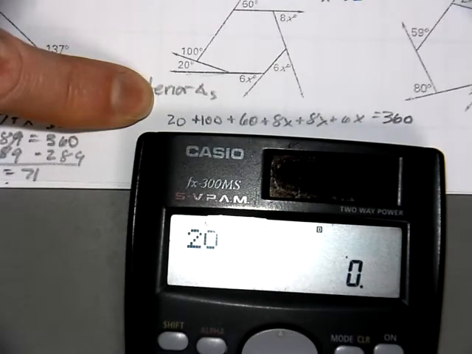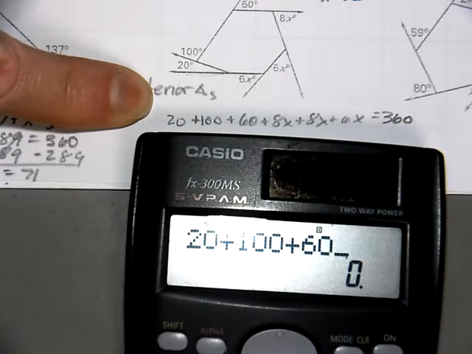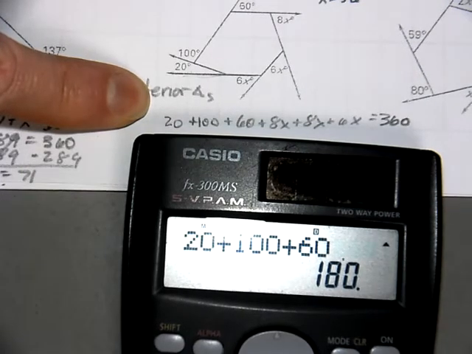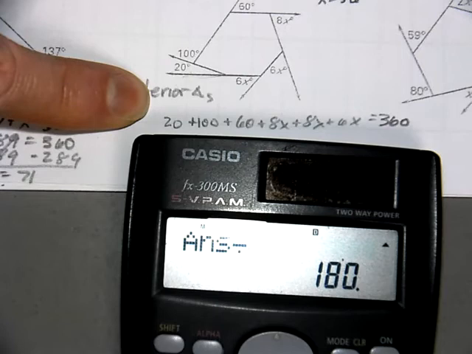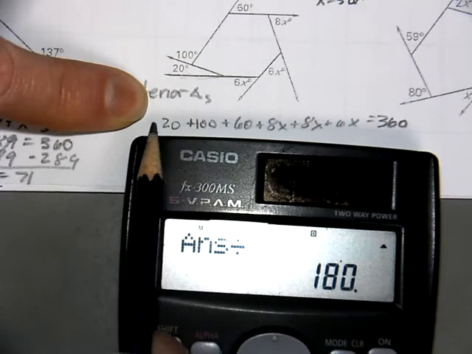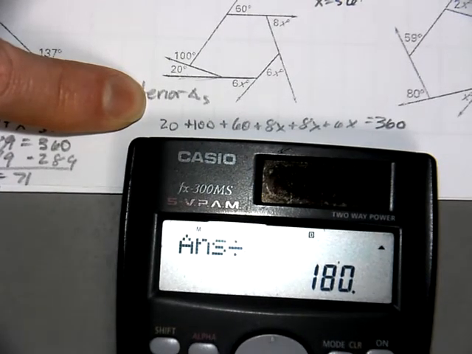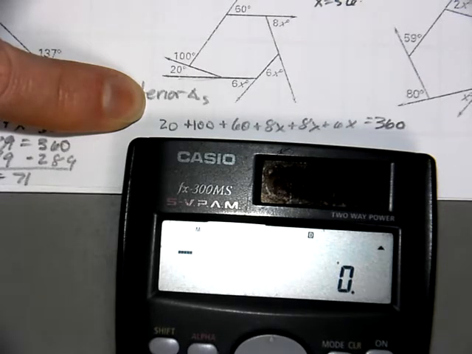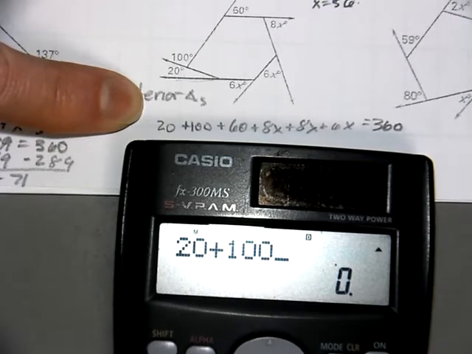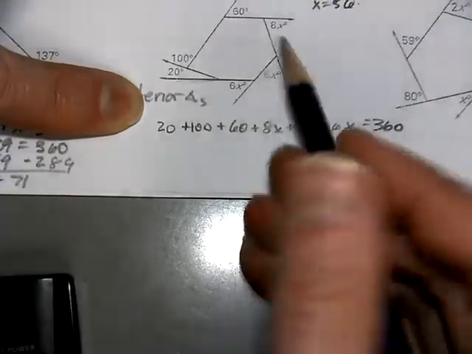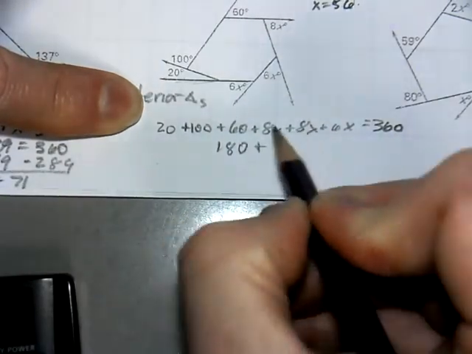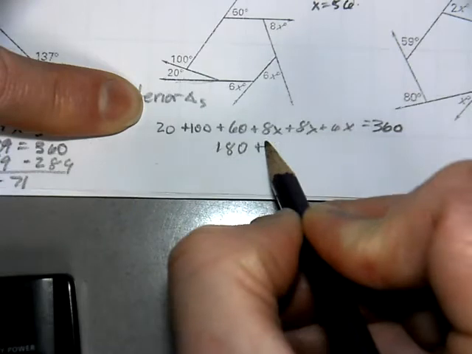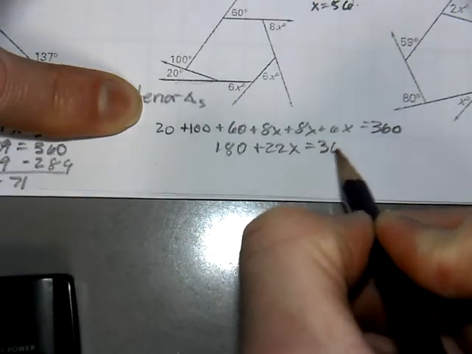So we'll take the 20 plus the 100 plus the 60. Let me take a real quick look at this. That was just 180. No dividing. Sorry. We just have the 20 and the 100 and the 60, which makes 180. 8 plus 8 is 16 plus 6 more is 22. It'll be divided soon enough.